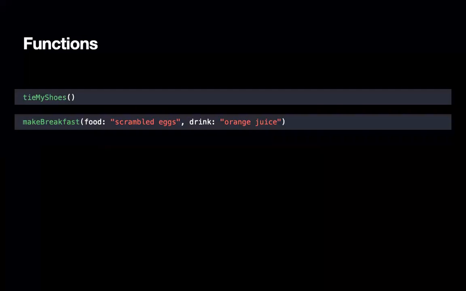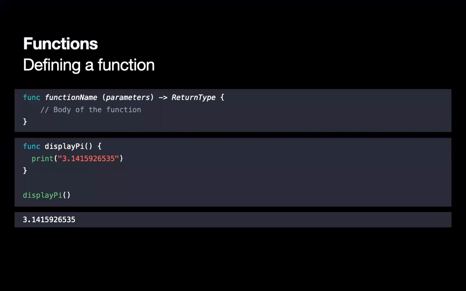So function declaration is defining a function like that. For a function, you have to use the func keyword. Then you have to write the function name, and if parameters are there, then you can put them inside the parentheses. And if the function is returning something, then you have to write its return type. And then inside the curly braces, you have to write the body of the function.